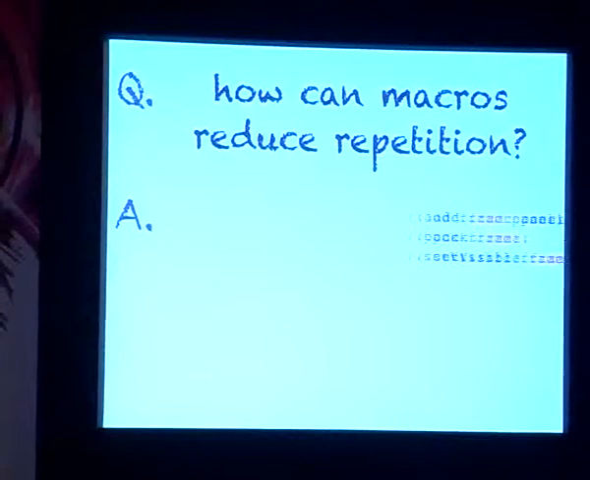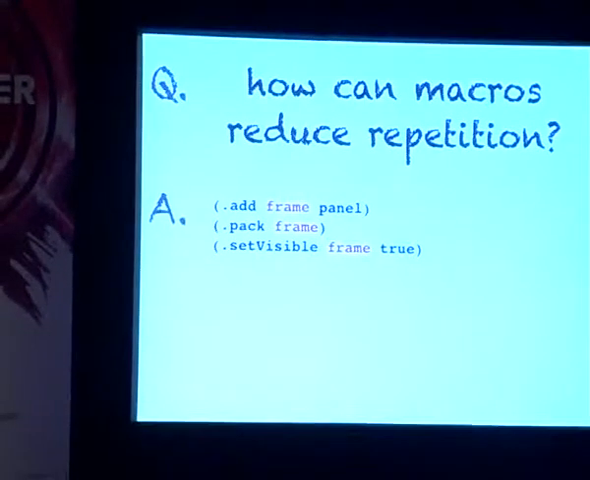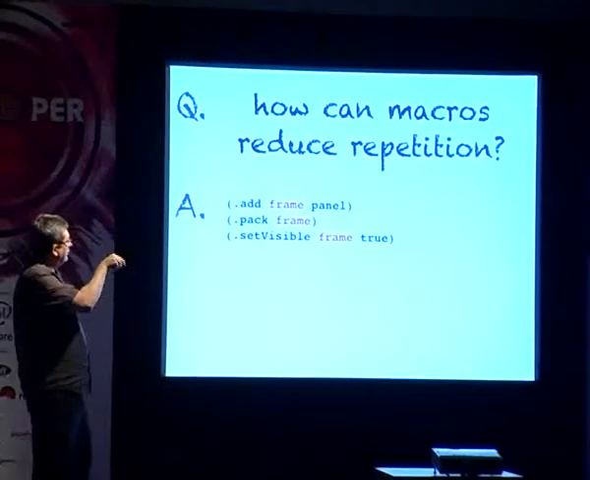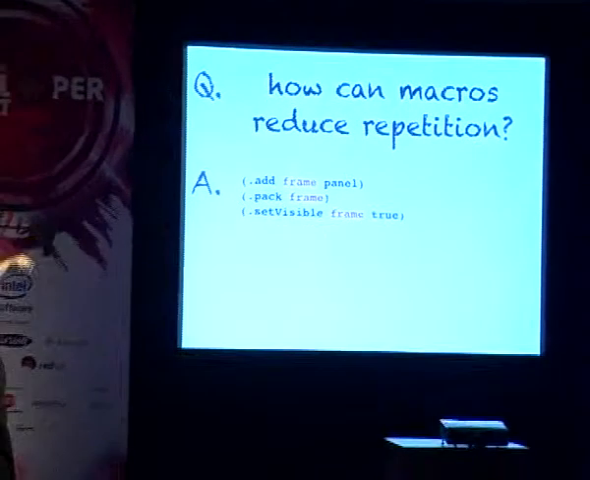So let me explain how Lisp macros work. So let's say that you have this code. You're building a swing application in Clojure, you have a frame, and you need to call the add the panel to the frame and pack it and set visible.